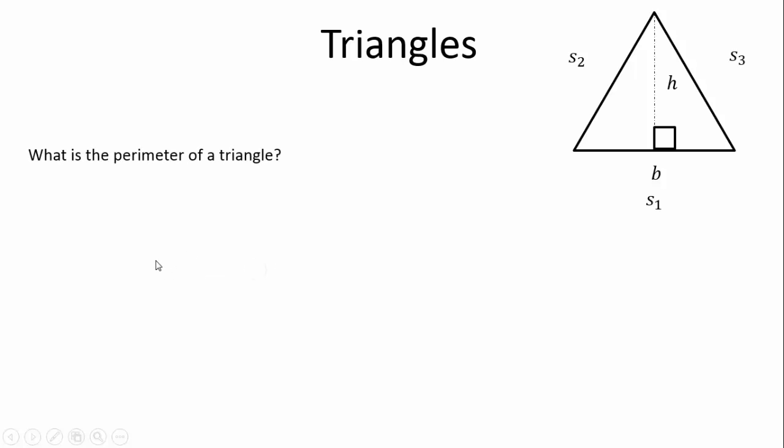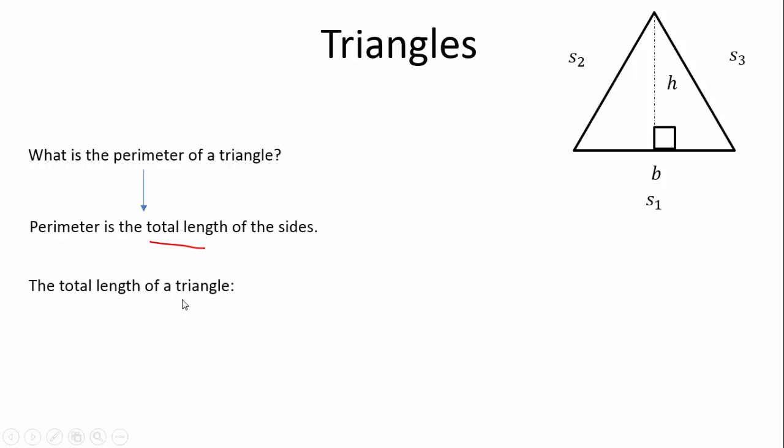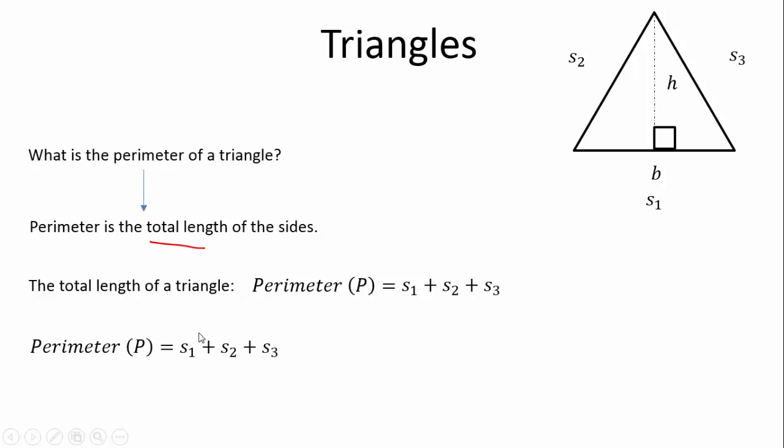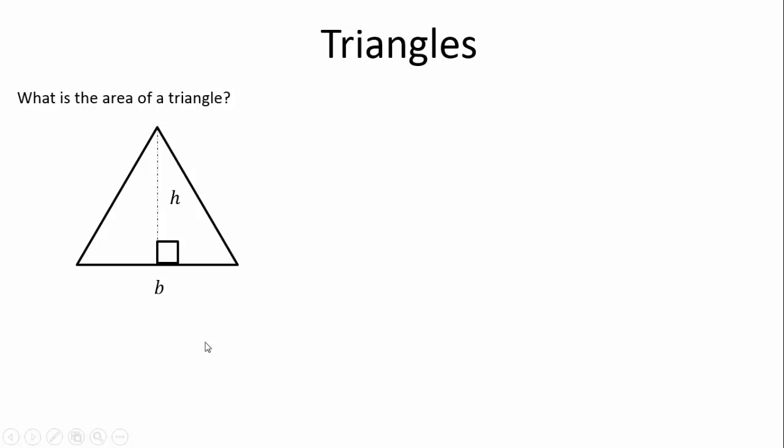What is the perimeter of a triangle? Well, the perimeter of a triangle is the total length of all the sides. You can probably quite easily see that that is simply P is the sum of S1, S2, and S3. So the perimeter is S1 plus S2 plus S3 for a triangle, and that is how we find the perimeter of a triangle. What is the area of a triangle, right? Now this has got a little clever trick that I'm going to show you about.